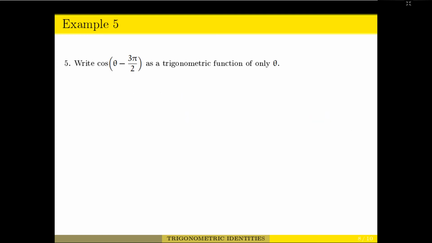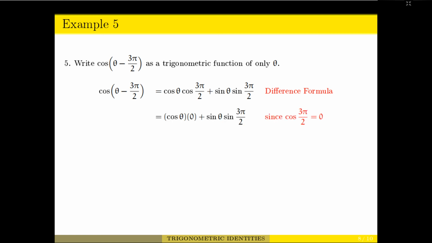Next, we want to write cosine quantity theta minus 3 pi over 2 as a trigonometric function of only theta. Now, we can apply the difference formula for cosine. That will give us cosine theta cosine 3 pi over 2 plus sine theta sine 3 pi over 2. Now, notice that cosine 3 pi over 2 is equivalent to 0. So we can rewrite the equation cosine theta times 0 plus sine theta sine 3 pi over 2.